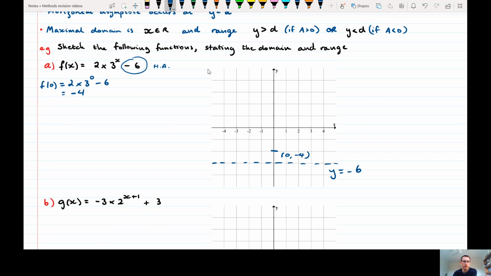Now, all the a and b's are positive, so you've got a positive at the front. So the graph is going to go in this kind of shape from down here. It's going to go through there.